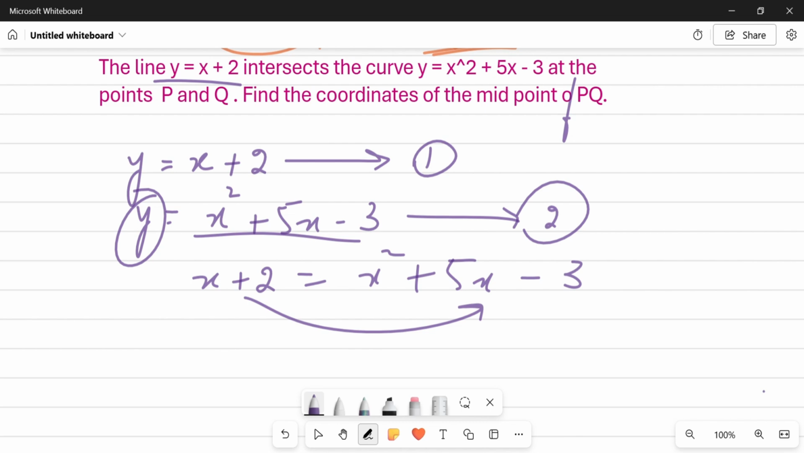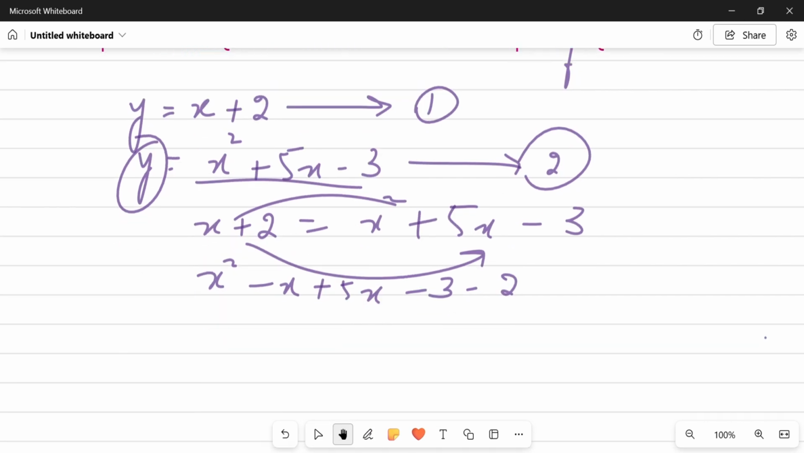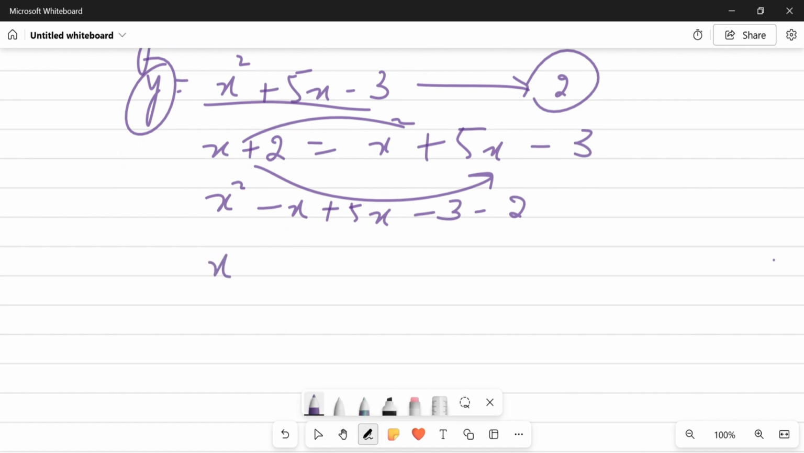So this gives you x squared, minus x over there, plus 5x minus 3 and minus 2. Now x squared, minus plus is minus, which is the bigger number's sign, plus 4x, and minus 3 minus 2 gives you minus 5, equals 0. Now this is a quadratic equation.